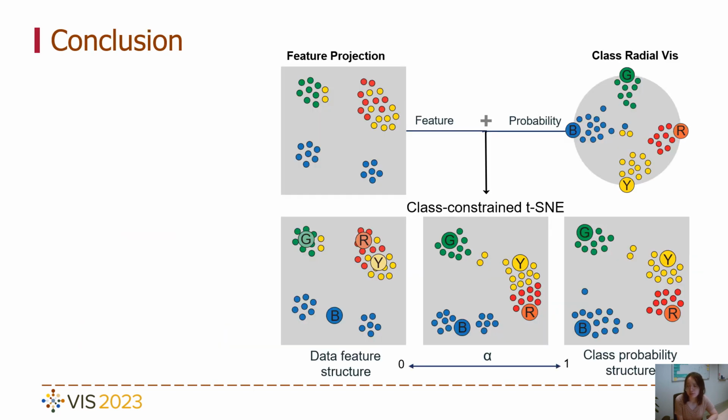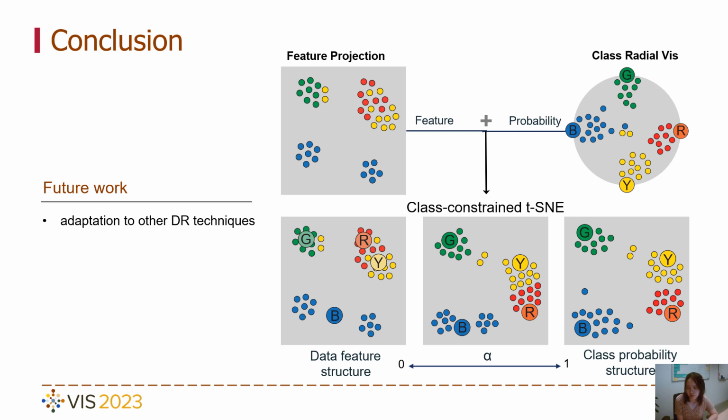To conclude, we introduce class-constrained t-SNE, a dimensionality reduction-based visualization method, which integrates both data feature and class probability structure into one single projection view. Users can control the balance between these 2 structures with an interactive parameter.